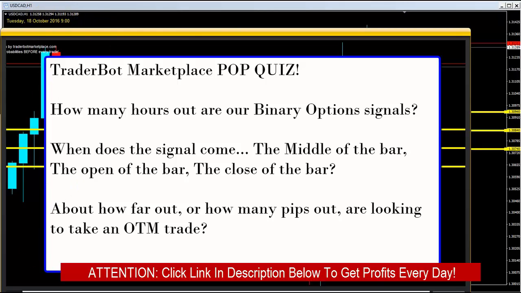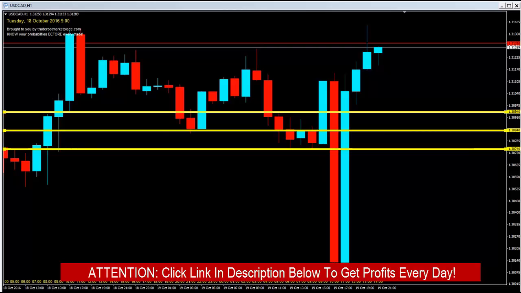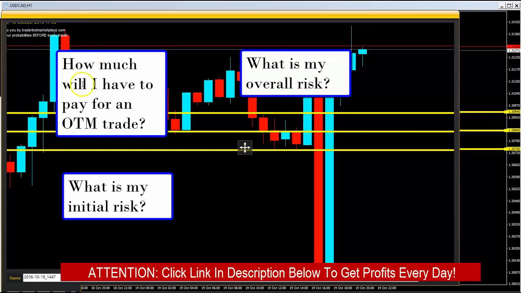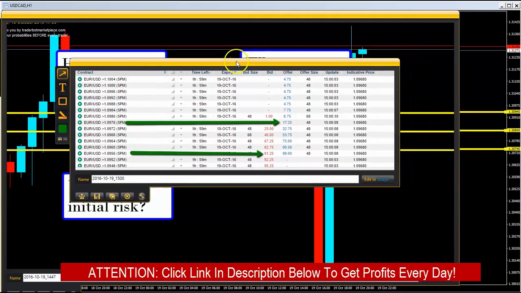Okay, now that you've got that and you understand that part, we can move on to the next part. Let's look at some pricing. How much is an OTM trade going to cost? So we're going to discuss how much will I have to pay for an OTM trade, what is my initial risk, and what is my overall risk. Let's look at a price right now about 2 hours out. Well, it's got an hour and 59 out.